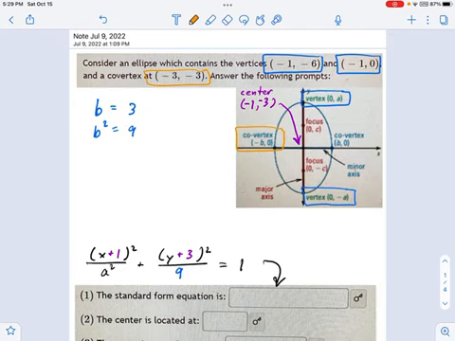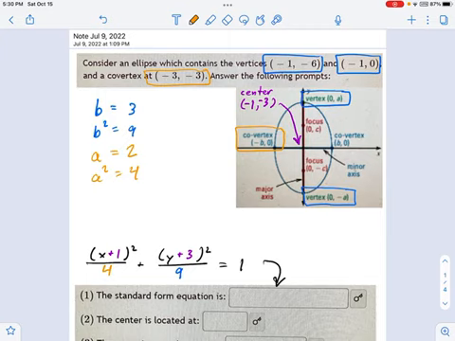And likewise, if you look at the covertex, you see that it goes 3 to the left. No, that goes 2 to the left, right? From -3 and -1, we get 2 to the left. So that's a distance of 2, and therefore a squared equals 4. So we remove our a squared and replace that with the number 4. And now we have our standard form equation. So we've got this first one checked off here.